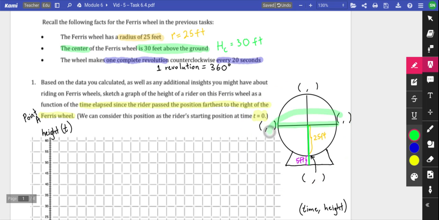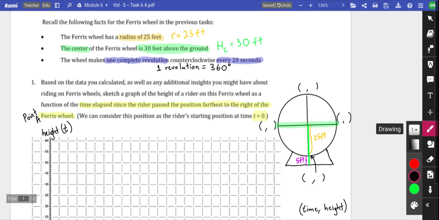And notice that there is a green line in the middle that tells you that that's 30 feet above the ground. So anything at that distance horizontally is 30 feet above the ground. Okay, so we start at time 0. The points will be time and height. At time 0, we are at 30 feet above the ground.